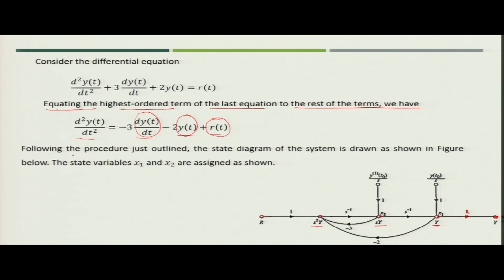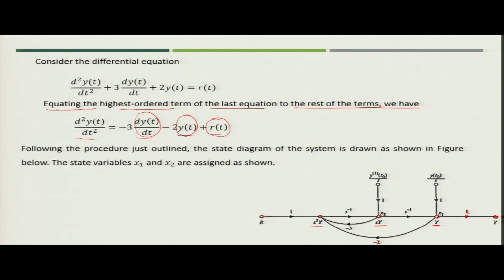Now, what procedure we followed previously, we will just use that procedure. So, the y is adding to s square y with minus 2 as a coefficient. dy by dt you multiply with minus 3 to add to s square y. So, we get these two connections, and r is having 1 as a coefficient. So, r is connected to s square y with 1 as the gain.